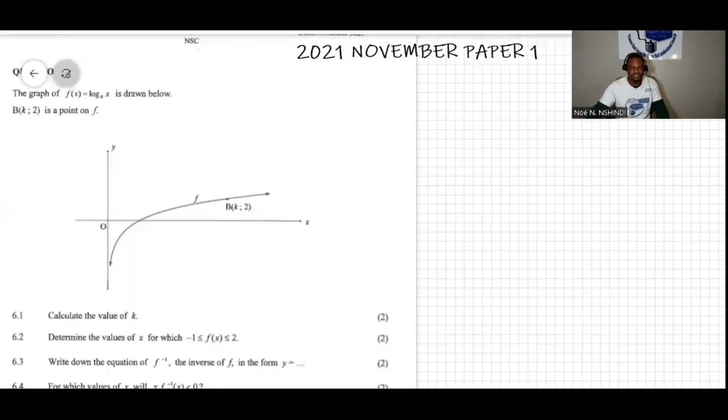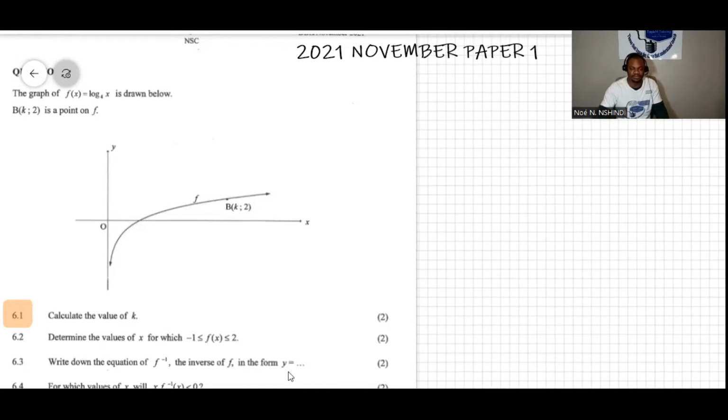Well, we have another question here, question 6. The question says that the graph of f of x equal to log of x base 4 is drawn below. B is a point on f, and then question 6.1 over here says calculate the value of k.